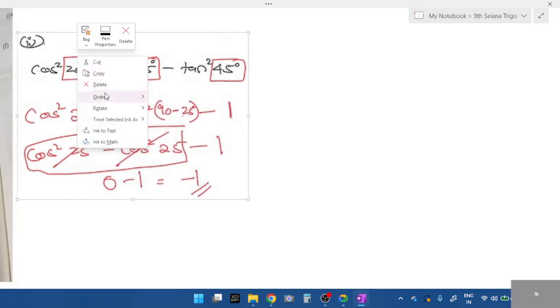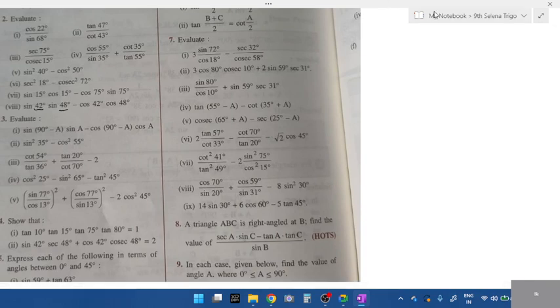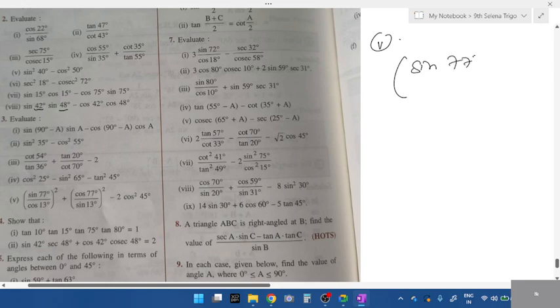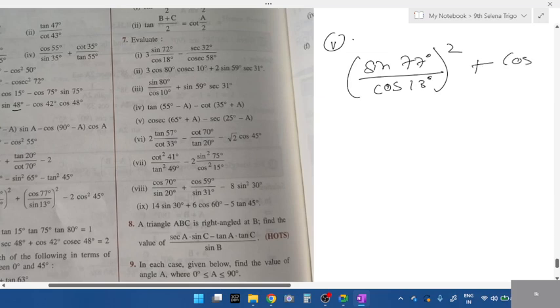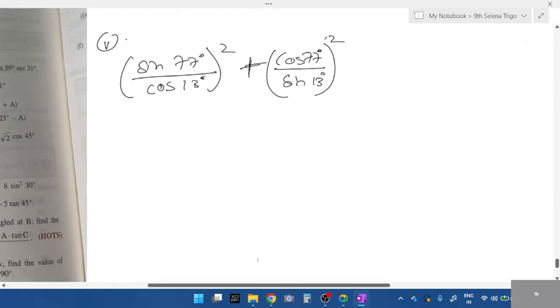Done. Okay, next question. Fourth one is done. Okay, fifth one seemed to be a bit lengthy. Denominator is also given. Okay, fifth one: sine 77 divided by cos 13, whole square, minus cos 77 divided by sine 13, minus what do we have? 2 cos square 45 is the question. Minus 2 cos square 45.